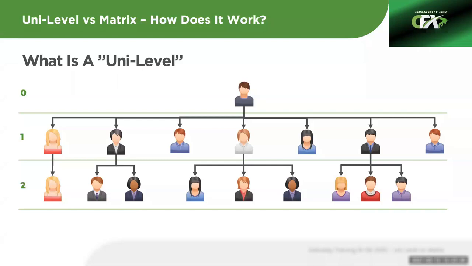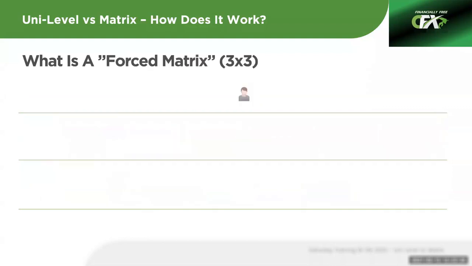And I'm going to go into a little thing later on, which I didn't do the last time I did this training, as to why certain things are better than others in certain respects. So let's look at what a force matrix is as opposed to a uni level. Now, we actually have a force matrix, which is a 3 by 3. It's actually a 3 by 10, to be fair, because it's 3 wide, 10 levels deep. But it works on a 3 by 3 principle, and I'm going to show you.